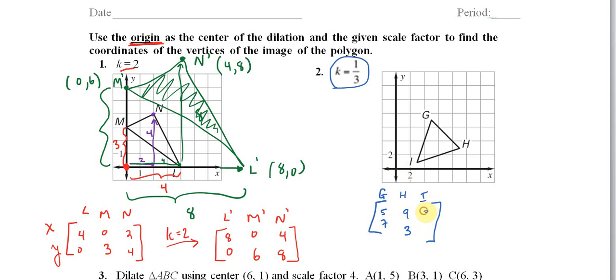I is 3, 1. If we're transforming this with a dilation where k is equal to 1/3, the numbers follow a really nice pattern. All we do is multiply every single one of these coordinates by 1/3. So I'm going to get 5/3, or 1.6, 3, and 1. So 5 times 1/3, 9 times 1/3, 3 times 1/3. And the bottom, I'm going to get 7/3, 1, and 1/3. 7 times 1/3, 3 times 1/3, and 1 times 1/3. That's going to be the coordinates of G prime, H prime, and I prime.